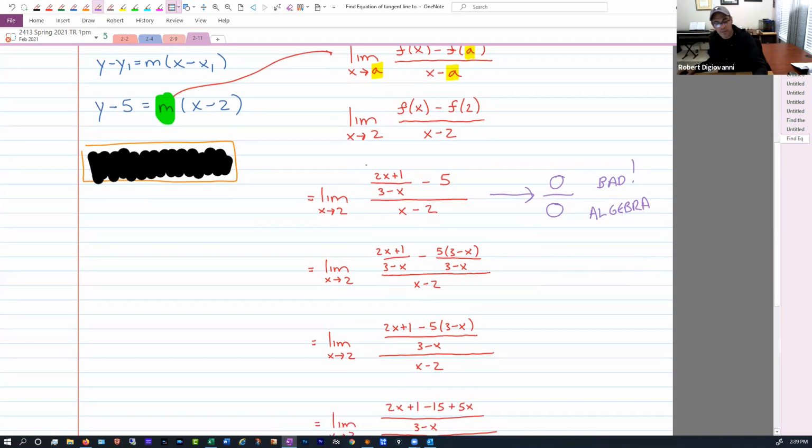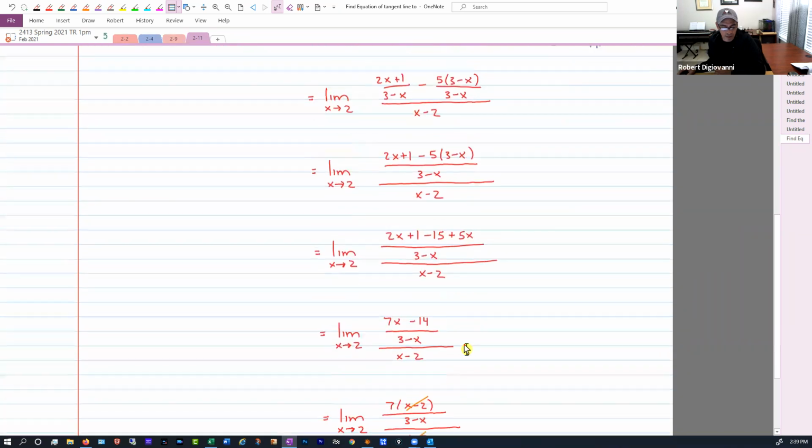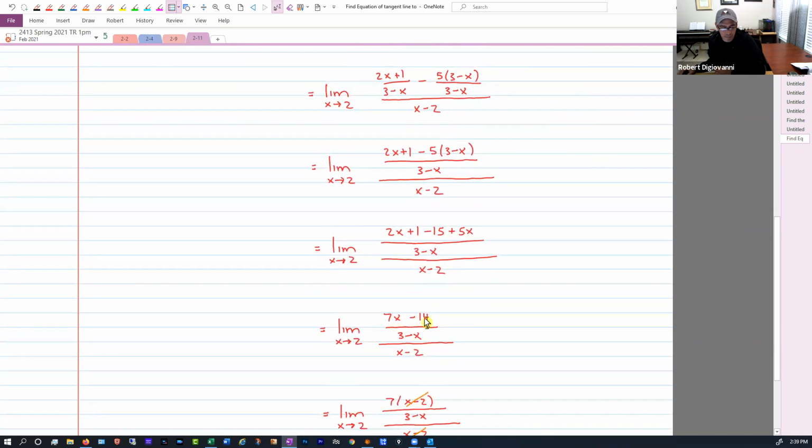So what I did is, because this was a complex fraction, I took those two and put them together with a common denominator. So I looked at the 5 as a 5 over 1, multiplied by 3 minus x on top and bottom. And then I put these two together to give me this. And then I distributed the negative 5 through to give me this. And then I cleaned that up. I know I'm going fast through this. Then I cleaned that up and I got this.